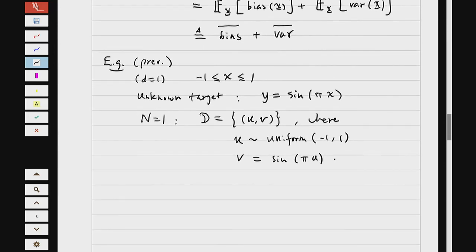And we consider, again, a very simple toy example: a set of hypotheses that are all constant. So this is even simpler than linear hypotheses. This is the constant hypothesis set.